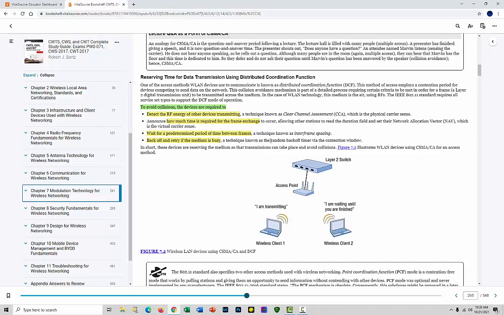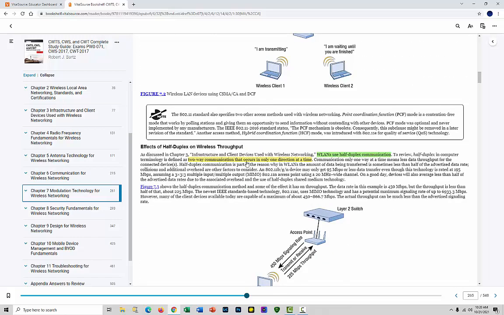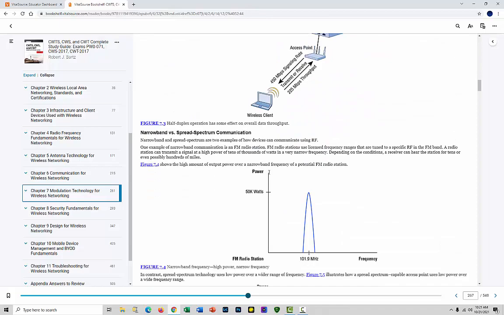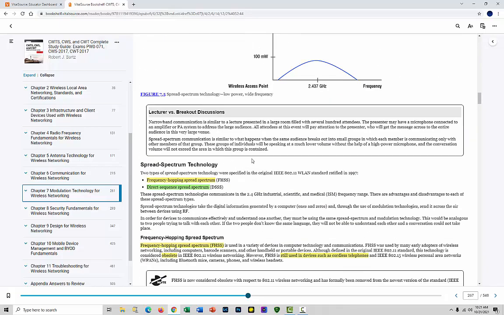And if they do sense something, they'll back off and wait a certain amount of time to try retransmitting again, until they see that the airwaves are free from transmission, and then they can get on. Wireless is half duplex. That means one direction at a time, like walkie-talkies.